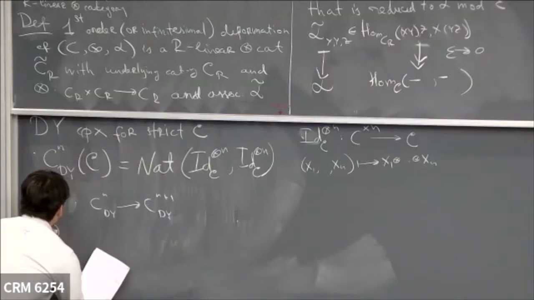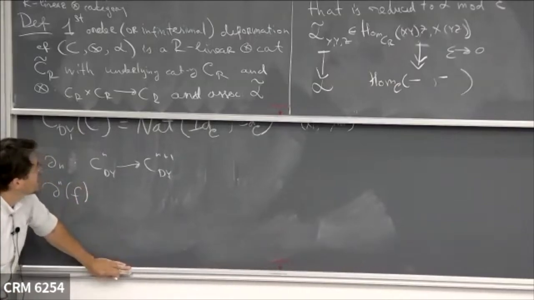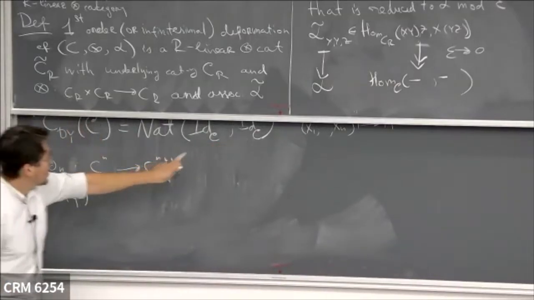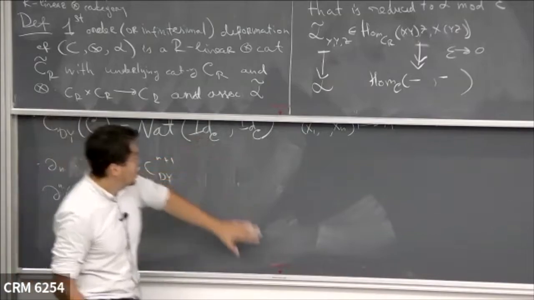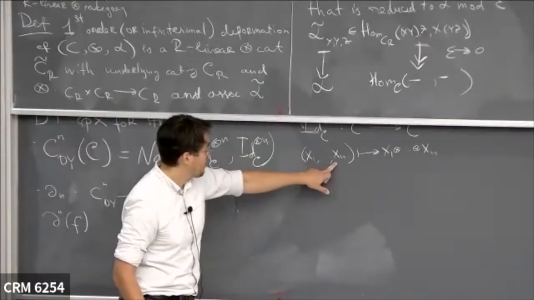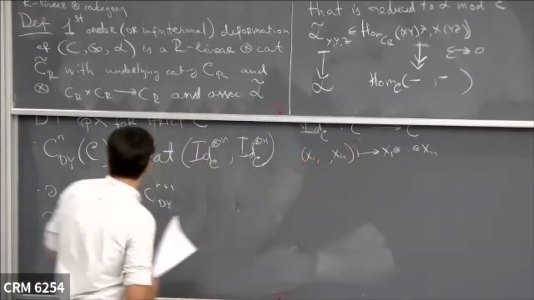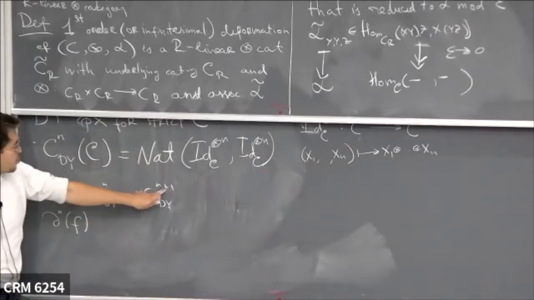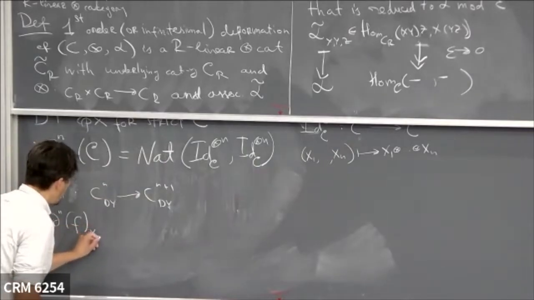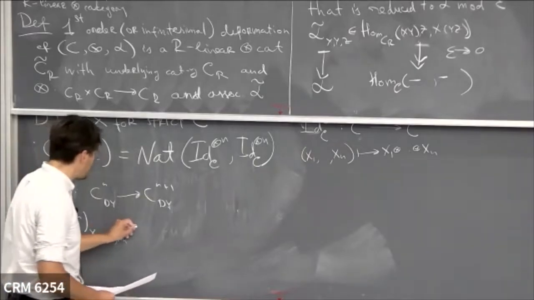So let me define components. I take F, which is a natural transformation from the n-fold product functor to the identity C, right? But a natural transformation is defined by its values on components. So Dn of F has n components, but the value should be in n plus 1. So Dn of F should have n plus 1 components. I denote them from x0 to xn. And this is my definition of the differential.